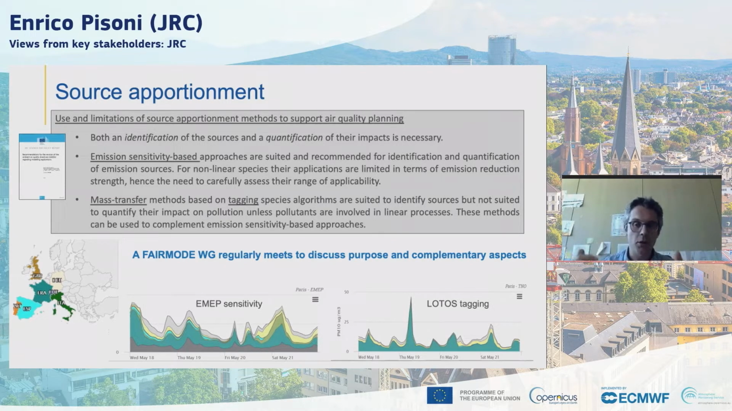That means you run an air quality model applying some emission reduction based on a different spatial scale, sectoral scale, and you can see the impact on your concentration, on your air quality. But okay, still you have to be careful for nonlinear species because you have to analyze the range of applicability of these tools. While what we say is that mass transfer methods or tagging species are suited to identify sources, but not suited to quantify the impact on pollution, unless you're speaking about linear processes.